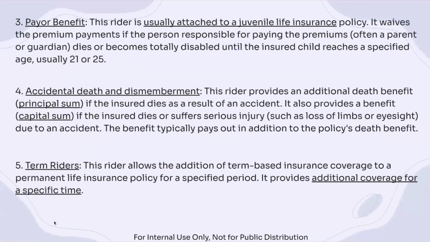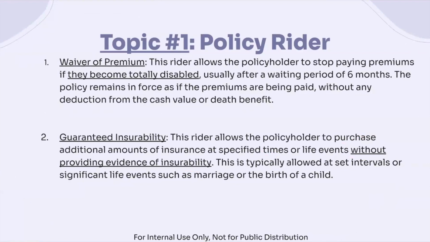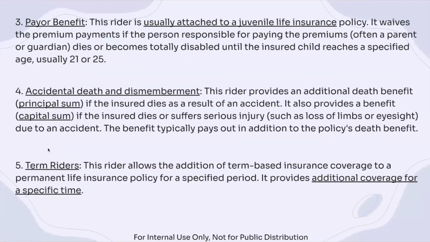All right. So besides our waiver of premium and our guaranteed insurability rider, we also have the payer benefit rider. The payer benefit rider is mainly attached to juvenile policies. This is a rider that often confuses test takers because it's a little more unique. We might think it's attached to the payer, but it's actually attached to the insured, the person who's not responsible for paying it, the juvenile.